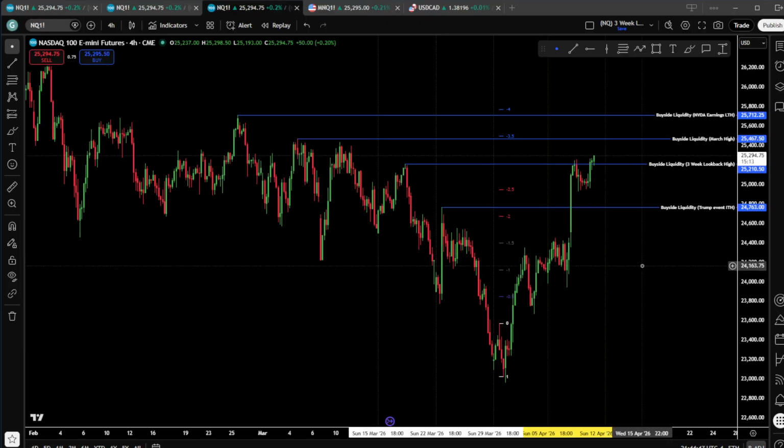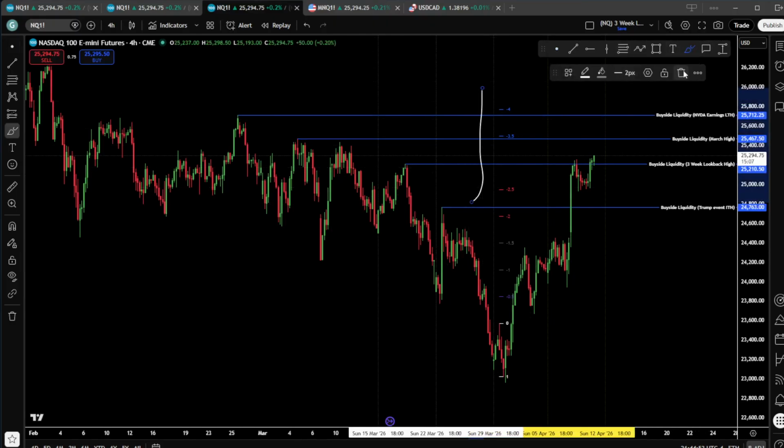which was related to the Nvidia earnings. The market rallied after market, and then the next day opened down, and from there traded lower, and since then that's been the high of the range.